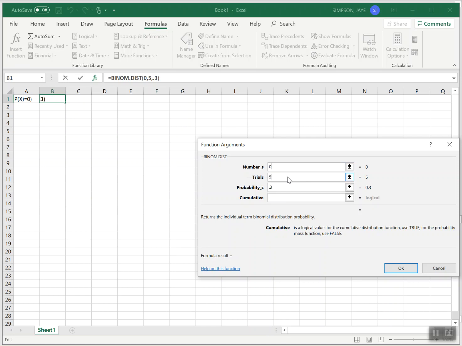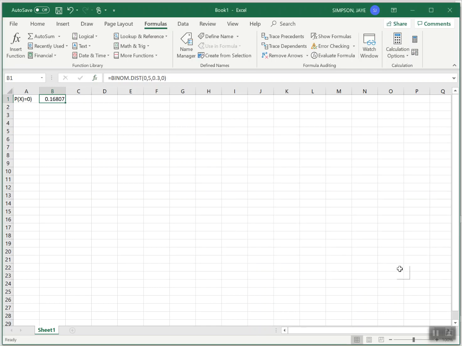We were given that. Now the cumulative, we will enter as a 1 if we're looking at the probability of a less than or equal to. If it's an equal to, we'll enter a 0. So we're going to enter a 0 here because this is an equal to. And so here we're told the probability that none of the 5 people randomly selected has a college degree is approximately 16.8%.